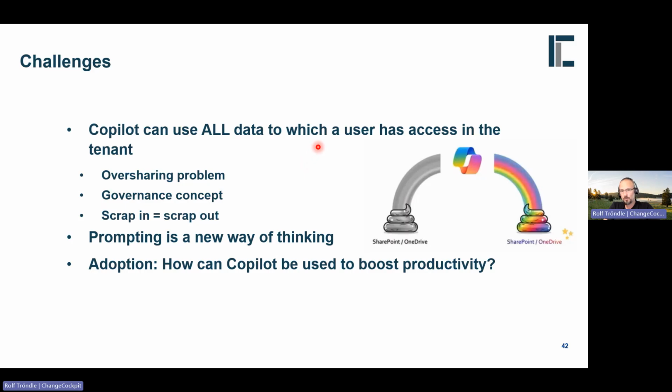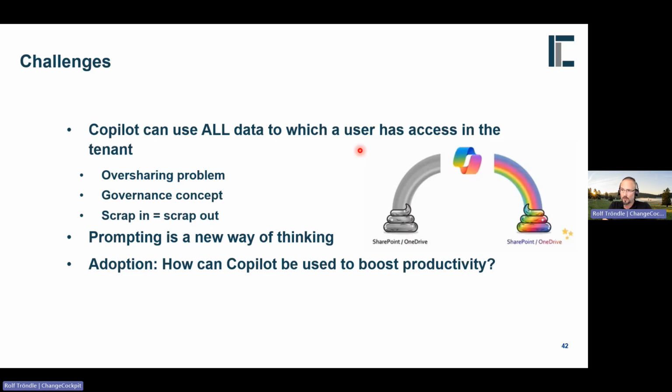Prompting for user adoption. Prompting is some kind of new way of thinking. You have to get used to it actually, but there's also some discussion about this because everyone always says you can use natural language. So why should I learn prompting when I can use natural language? Like I learned to talk. Yes, you could, but sometimes it's more efficient to have at least some prompting basic know-how. Then regarding adoption, how can Copilot be used inside your company?